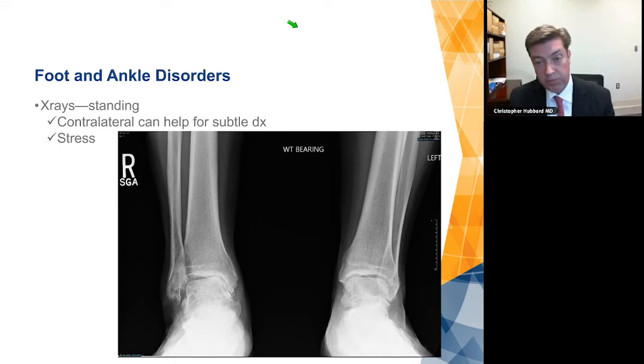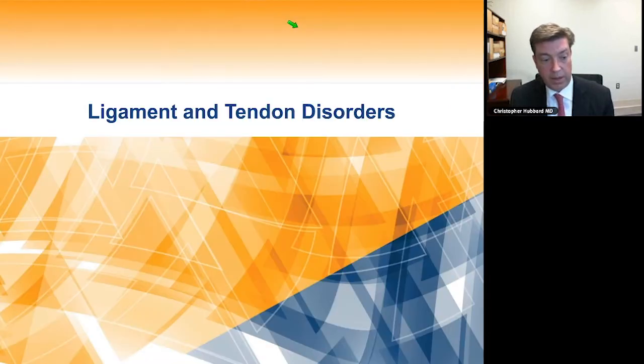There are types of stress views that we can do as well that can elicit any laxity of a joint or any increased motion or instability that we might not see just with a passive type of X-ray.